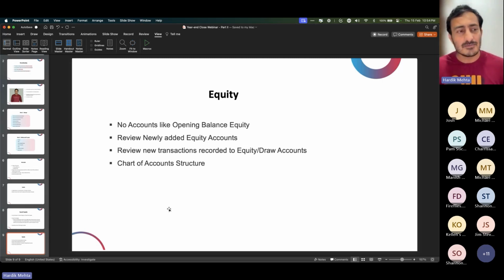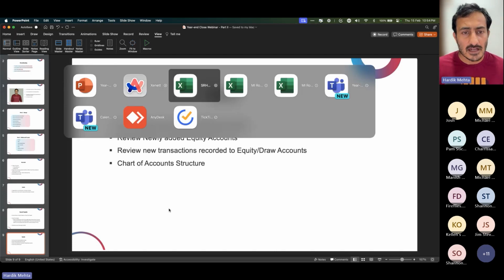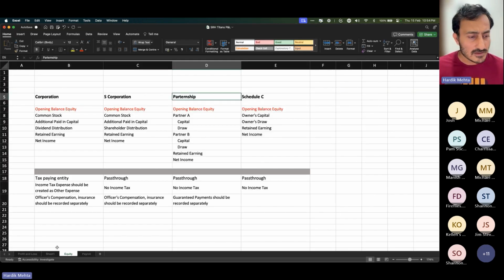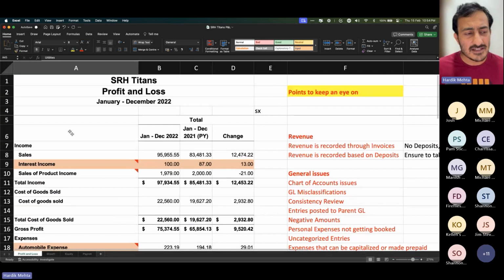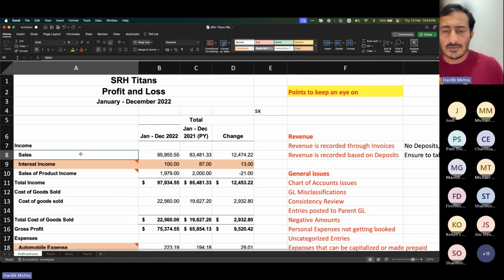I'm gonna take you to the profit and loss, and I'm gonna talk about what are the different things we should be checking when we are reviewing profit and loss. Now, with the profit and loss, number one, let's just talk about the revenue. Now, here is the thing. Once we understand how the revenue is being recorded, there's a pattern.